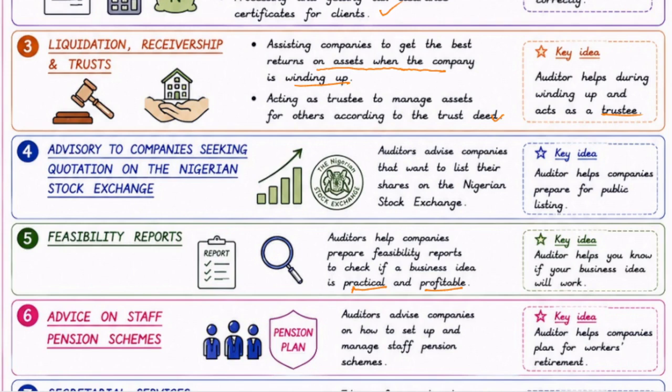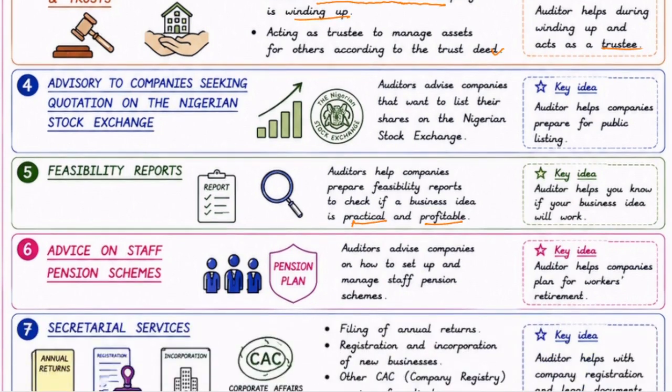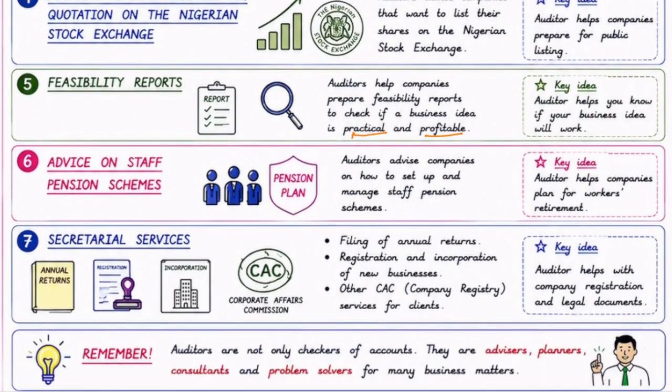So that's number five. Number six is advice on staff pension schemes and the likes. And last, you have secretarial services: filing of annual returns, registration and incorporation of new businesses, other CAC services for clients. Auditor helps with company registration and legal documents.